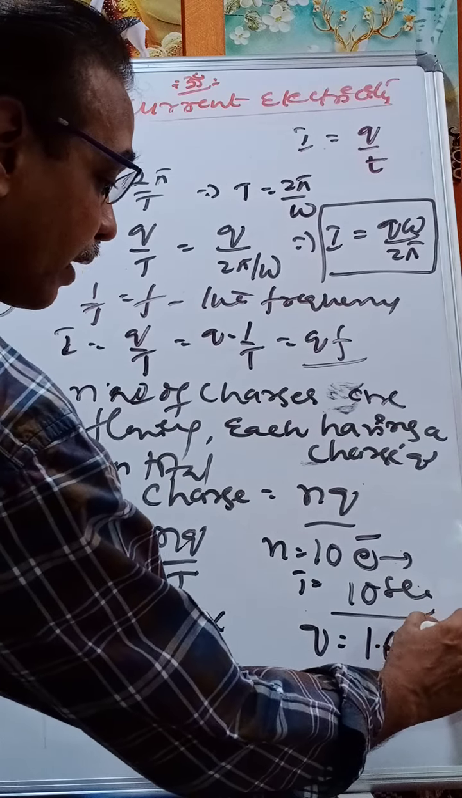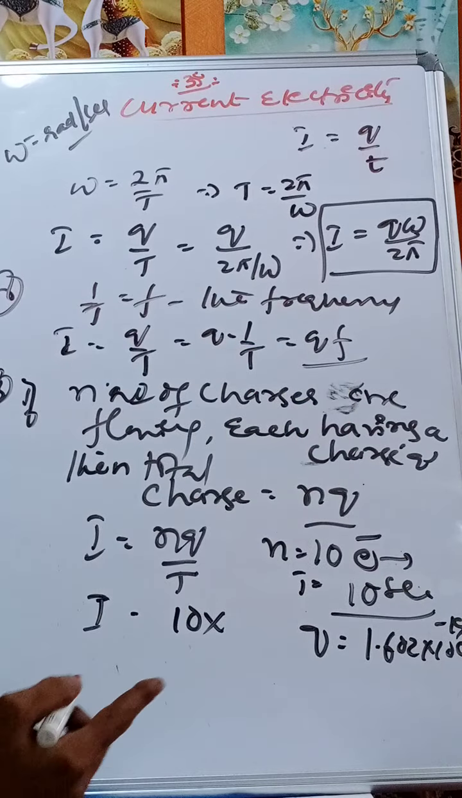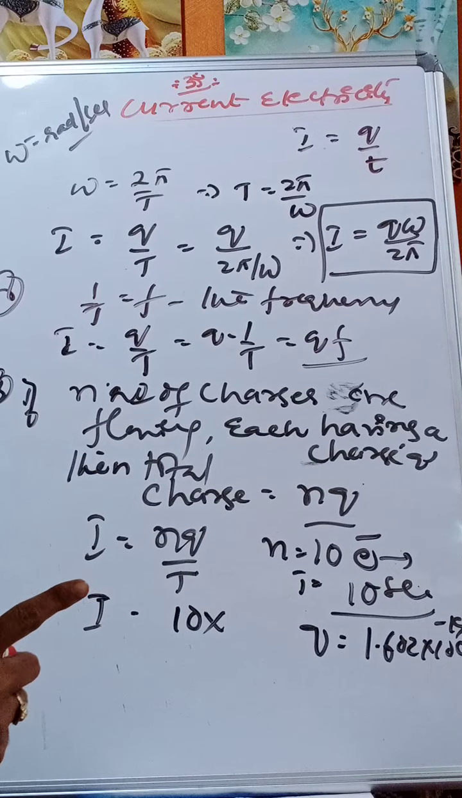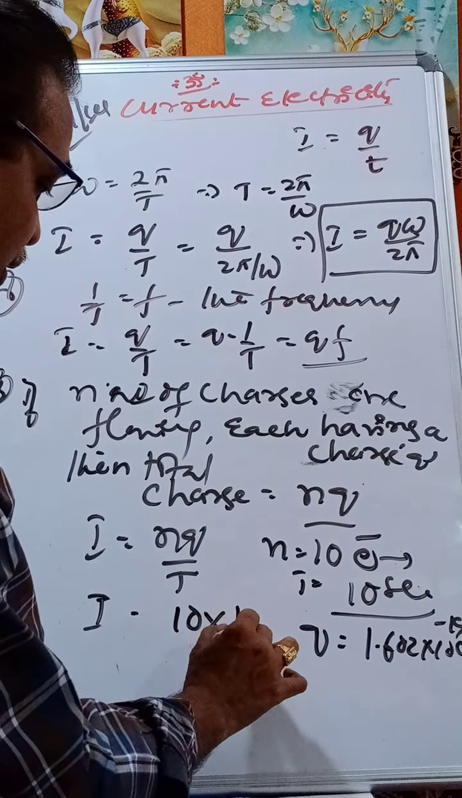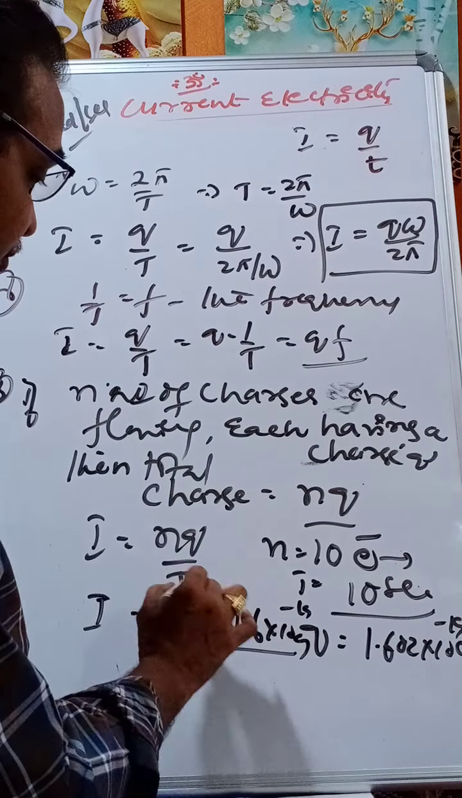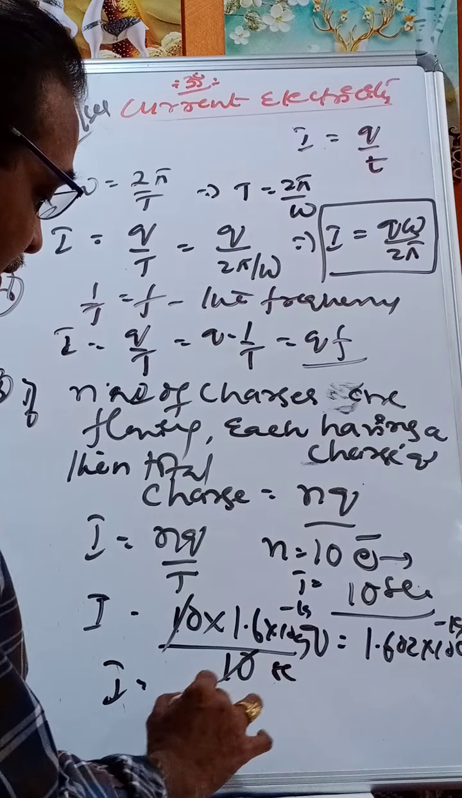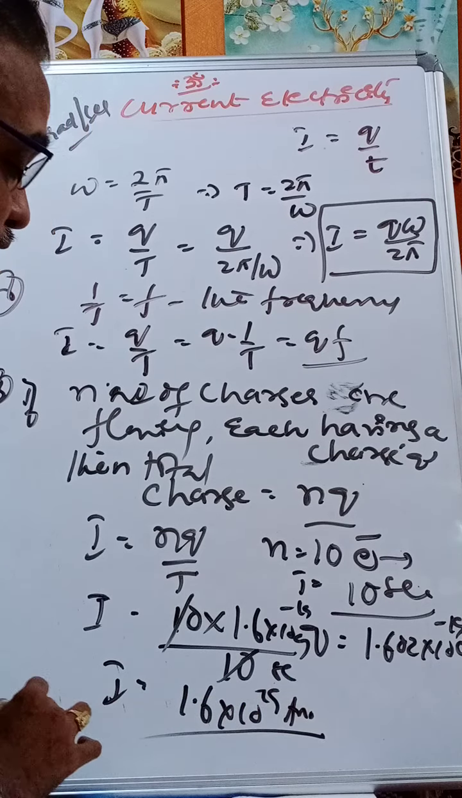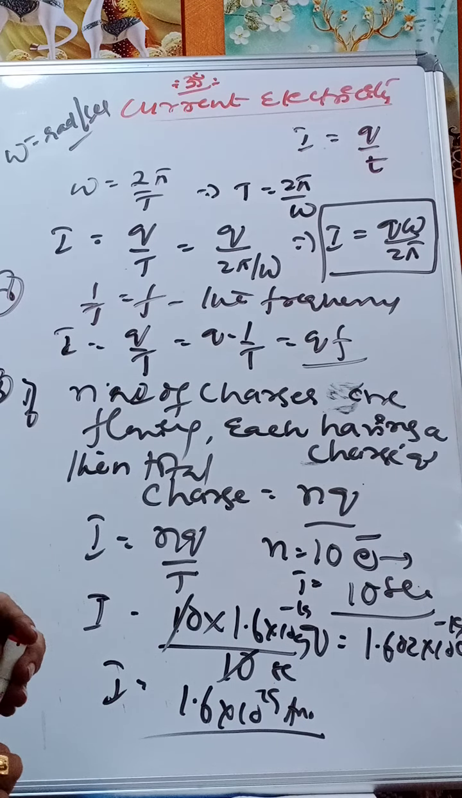1.602 into 10 power minus 19 coulombs. One electron carries a charge of 1.6 into 10 power minus 19 coulombs. Therefore, the charge for the 10 electrons is 10 into 1.6 into 10 power minus 19 coulombs, for a time of 10 seconds. Therefore, the total current I is 1.6 into 10 power minus 19 amperes. This is how we can calculate the current if you are given n number of charges.